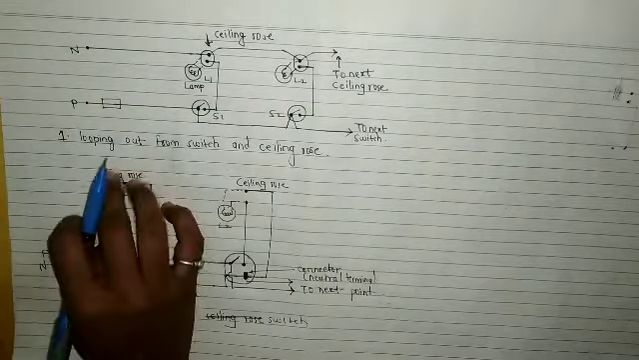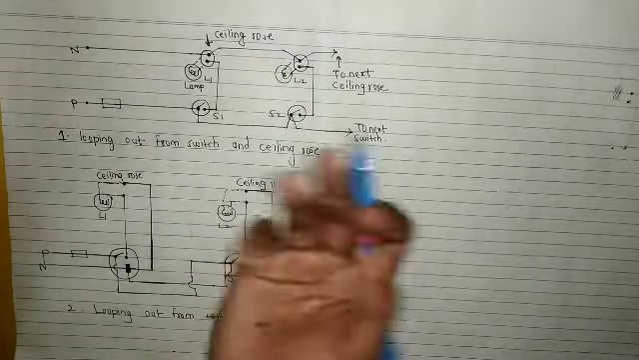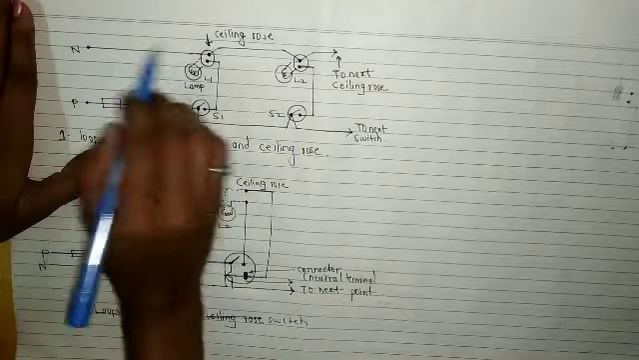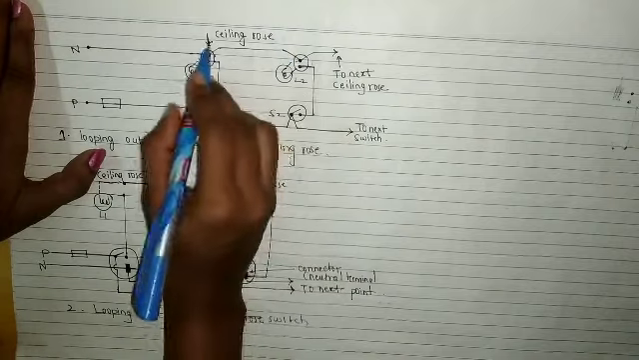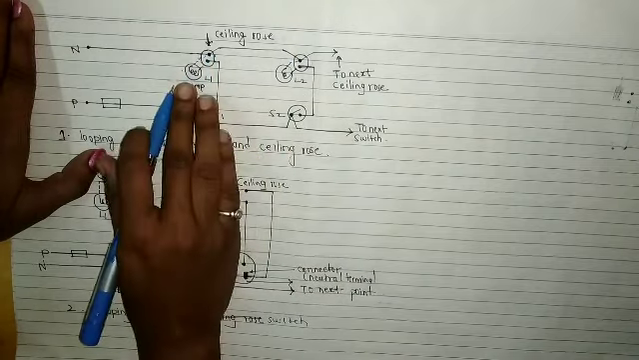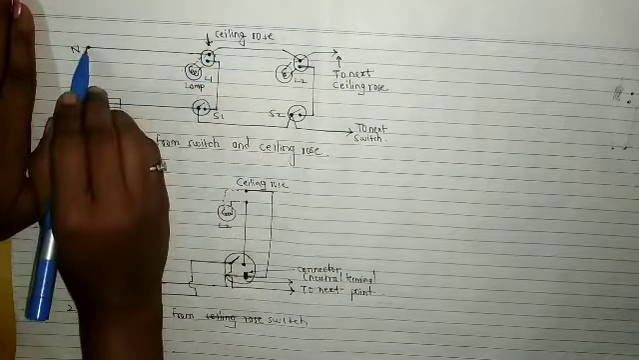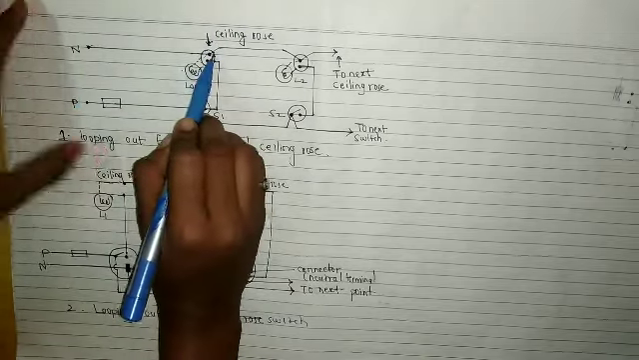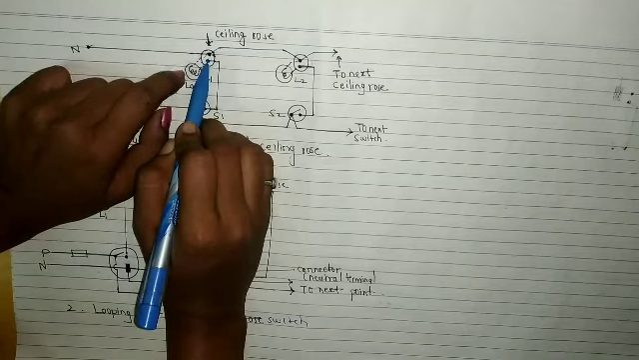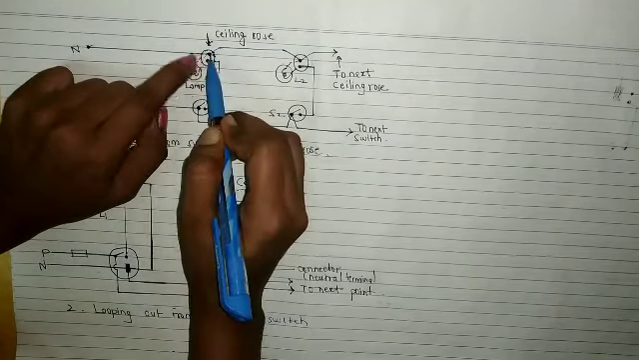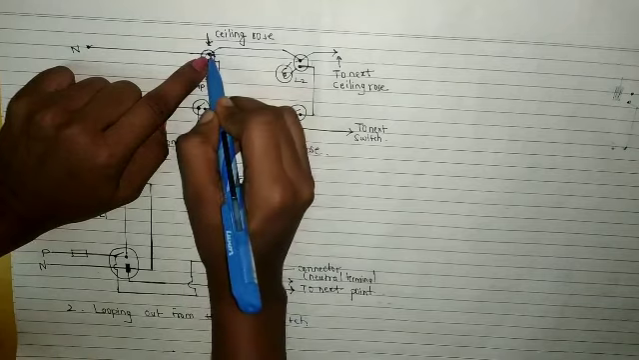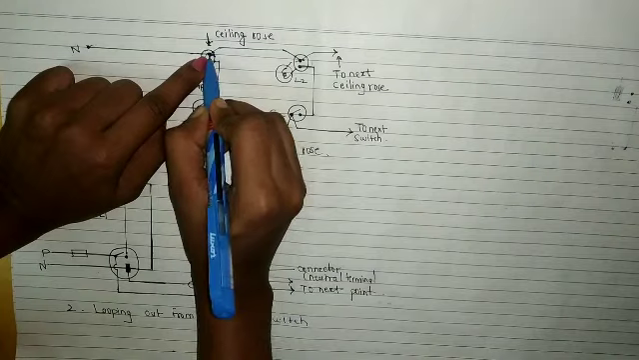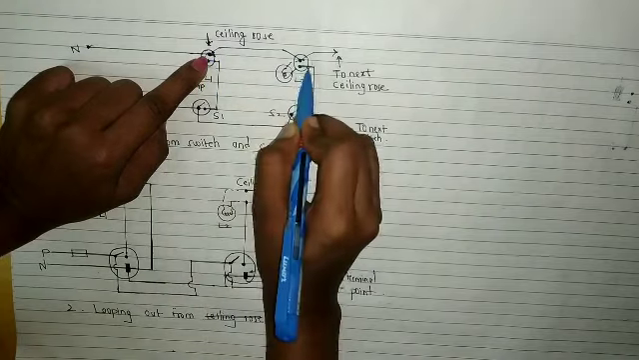Now, looping out from ceiling rose, what will we loop? We'll loop the neutral wire. So this is the ceiling rose, and from this ceiling rose we give the connection to the bulb. This neutral has to be linked from this ceiling rose. It has 2 terminals, so the neutral will come to one point. This point has to be linked to the second ceiling rose. So the neutral is linked from the ceiling rose to the second ceiling rose.